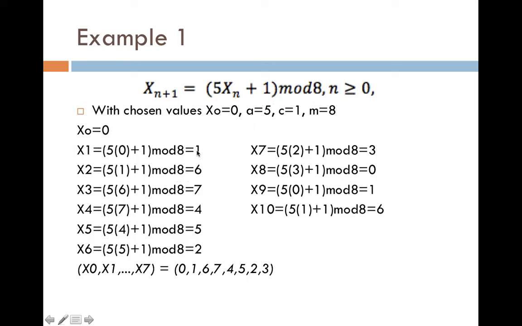Continuing through, we have 1, 6, 7, 4, 5, 2, 3, 0, and back to 1. So we developed the full sequence of 0 through 7, m minus 1 terms in our sequence that we generated. So we successfully generated all 7 terms of our recursion sequence.